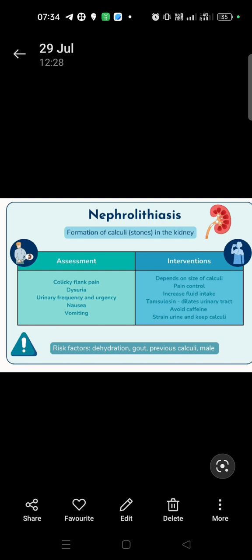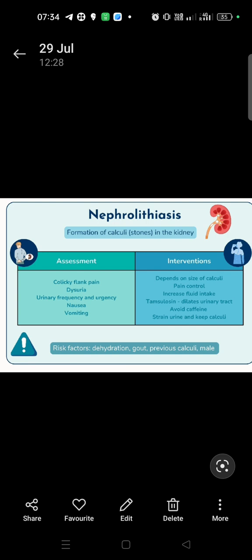And dysuria. Dysuria means painful urination. Then urinary frequency and urgency. That means the patient has the urge to void, and he may go to the bathroom in between. The patient has a tendency to void frequently, and the patient may also experience nausea and vomiting. These are the assessment findings of nephrolithiasis.